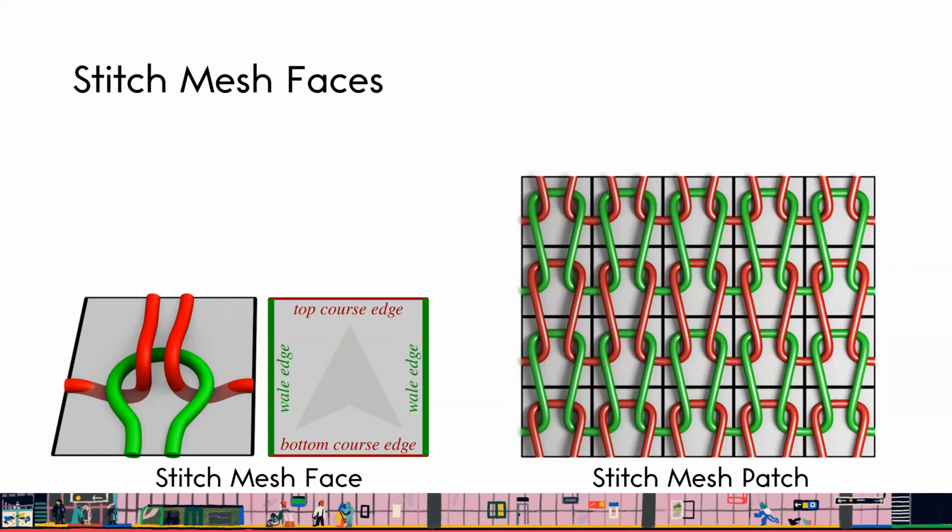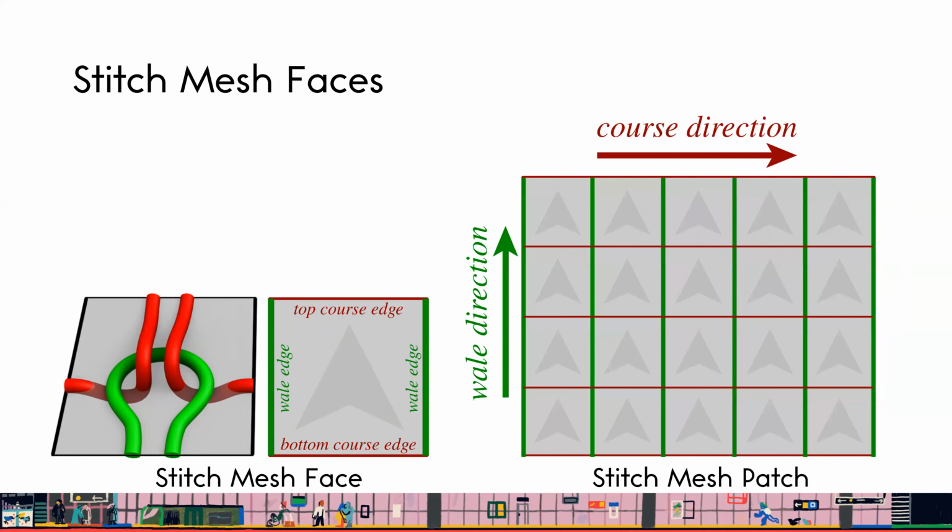Our method is based on the stitch mesh framework, in which an interlocked yarn structure is represented as a stitch mesh face. Based on the yarn connection along the edge, we can define top cross edge, bottom cross edge, and wale edge. Tiling stitch mesh faces can create a stitch mesh patch, which also has a course direction and wale direction along the patch. In other words, we can define a twofold rotationally symmetric cross field on the surface based on the wale and the course edge.